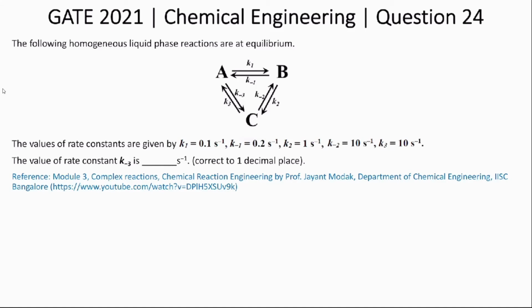Then k2, which is the forward reaction rate constant for B to C, is 1. k minus 2 is the backward reaction from C to B, which is given as 10. And k3, which is the forward reaction from C to A, is given as 10. So we need to find the only leftover rate constant, which is k minus 3, the reaction rate constant for the backward reaction from A to C. Okay, so let us see how we can solve this system.